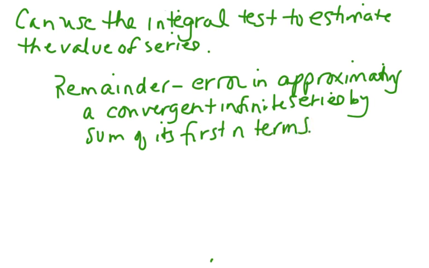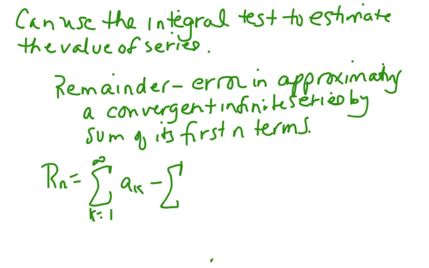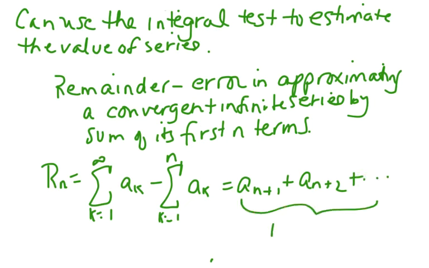Okay, so the remainder really is the entire series, from k equals 1 to infinity, minus the finite sum, to n of the series, and that's equal to the tail. So this is the tail of the series.